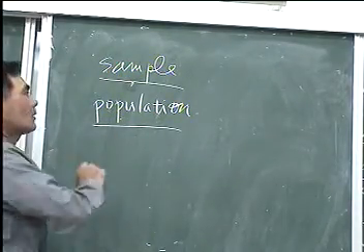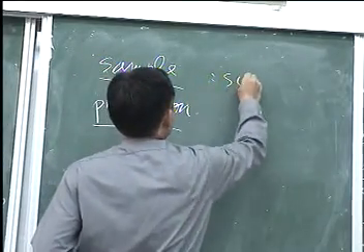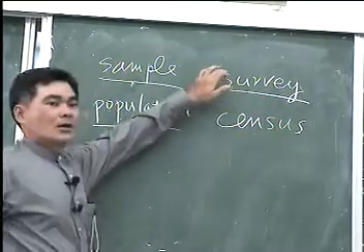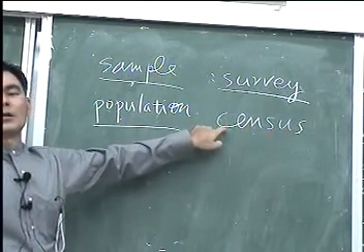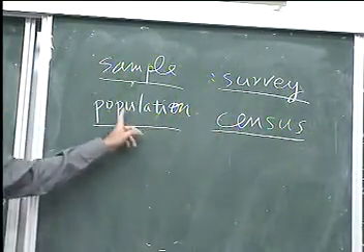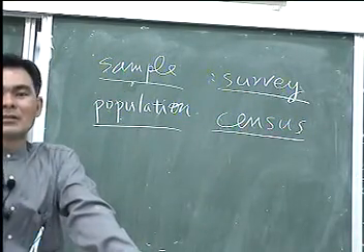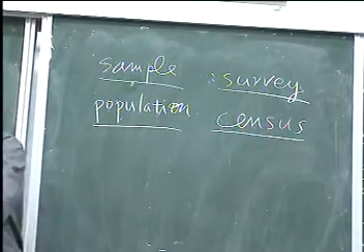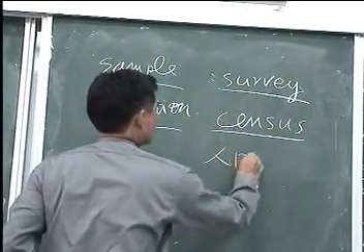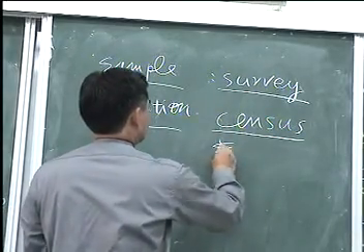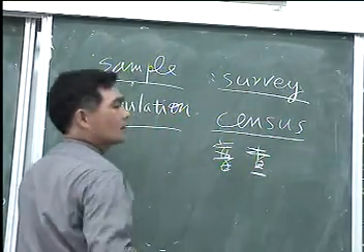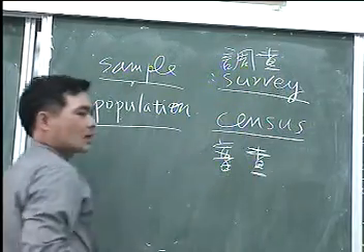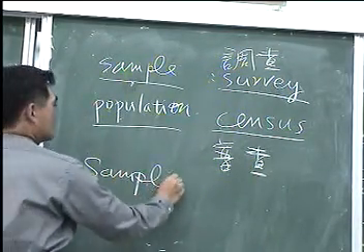First, we talk about two types of study. One is called survey, and the other one is called census. Census means you study the whole thing. That is, you study the population. You have a complete investigation of the whole population. That is called census. Let me put down the Mandarin here. And sometimes we do what we call sampling.